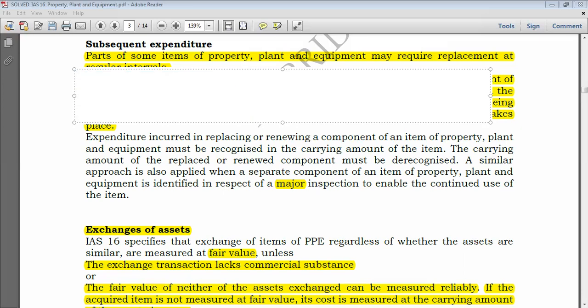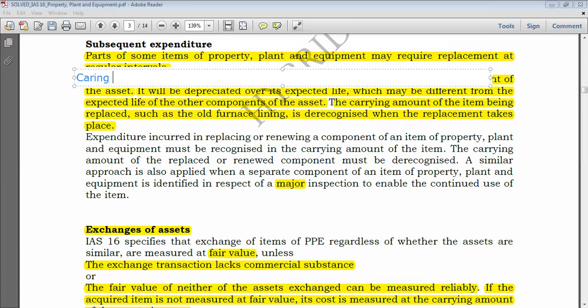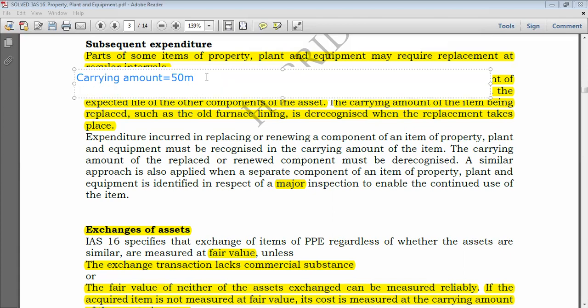Now presume that you have an asset, a PPE with a carrying amount of, let's say, 50 million. This is the carrying amount of your PPE. Now, what do you do further? You have this amount here, but let's say in this 50 million of PPE, there are two components.